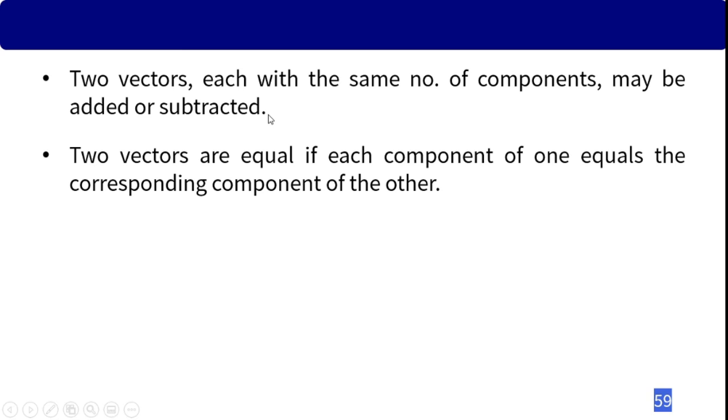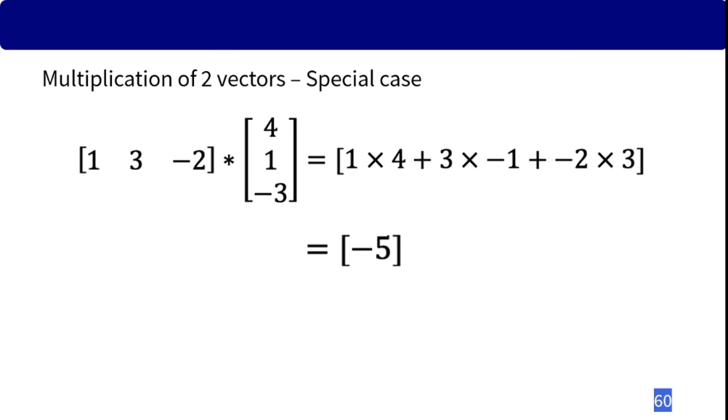Let's take note that two vectors each with the same number of components may be added or subtracted, and two vectors are equal if each component of one equals the corresponding component of the other. Let's take a look at the special cases of multiplication of two vectors. The first case is when we multiply a row and column vector.